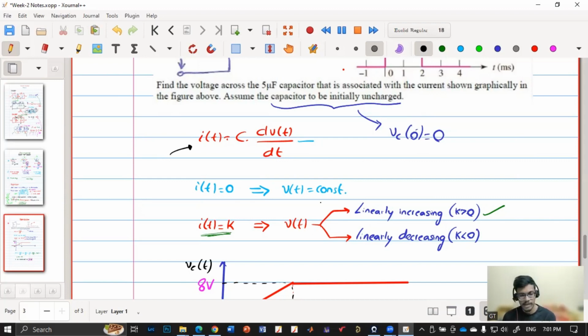From this, we came to the conclusion that if I of t is 0, the slope is 0, which means V of t is constant. So if V of t is constant for a time, then the slope is 0, so I of t is 0. And if I of t is some constant value k, then voltage will be the integral of that constant, which means it is linearly increasing or decreasing depending upon k. If k is 0, then it is constant. If k is greater than 0, it is linearly increasing. If k is less than 0, linearly decreasing.